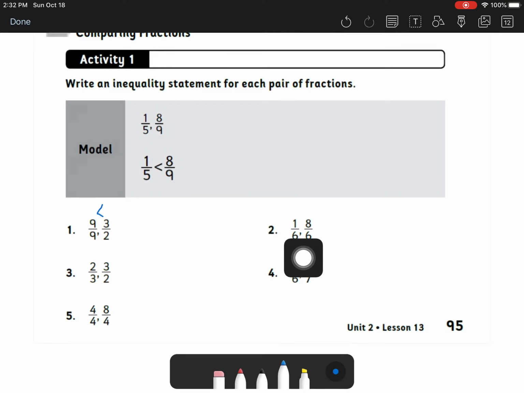Number 2, this one's a pretty easy comparison because they have the same denominator. 1/6 is definitely less than 8/6. All right, number 3, we have 2/3, which is less than 1, compared to 3 over 2, which is more than 1. So 2/3 is less than 3 over 2.